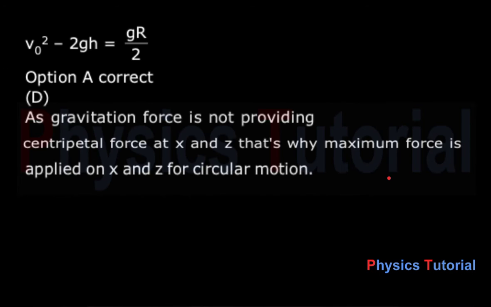And for D option, v naught square minus 2gh, this one is the A option. As gravitational force is not providing centripetal force at x and z, that's why maximum force is applied on x and z for circular motion.